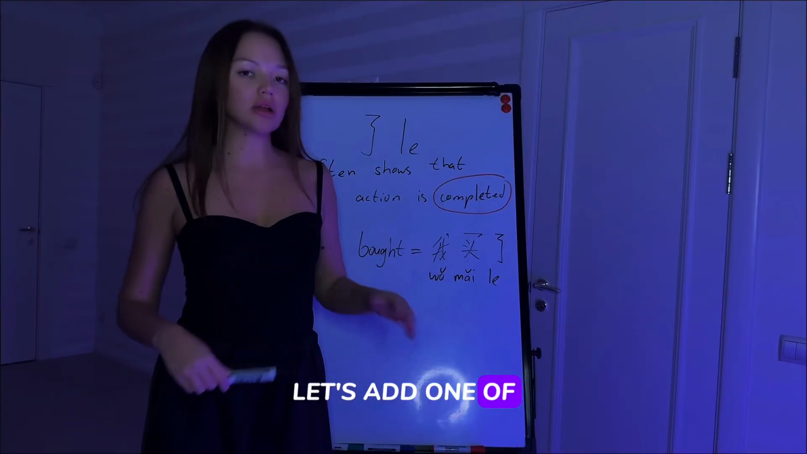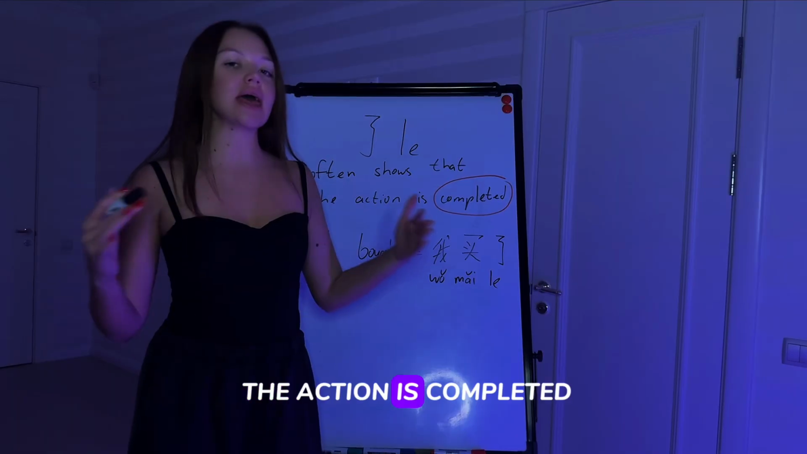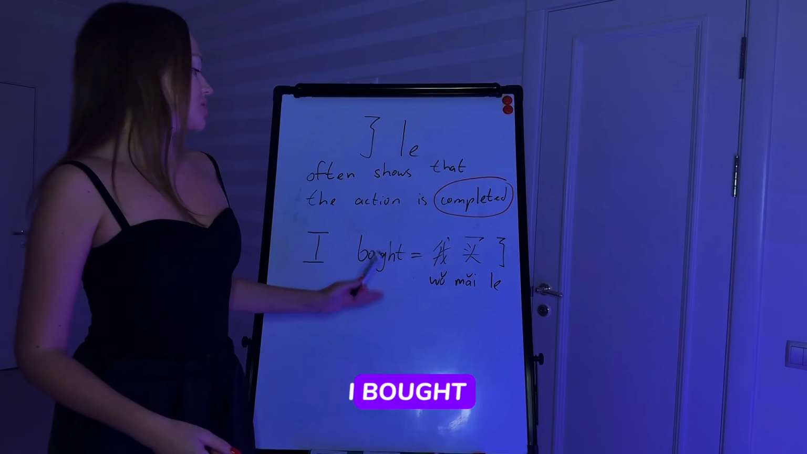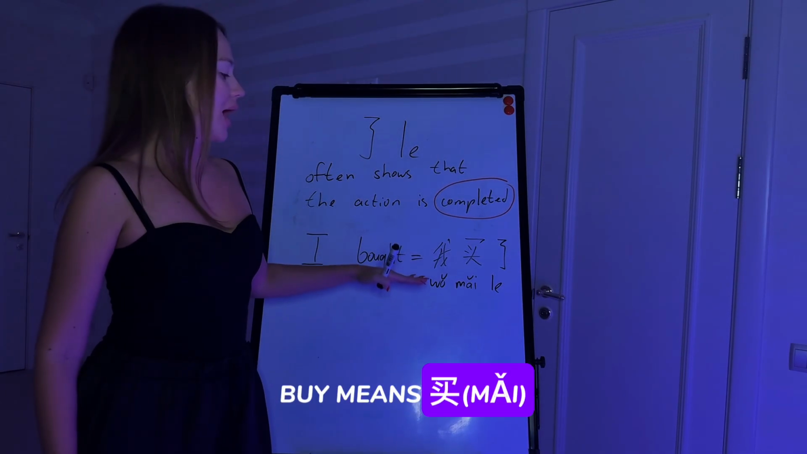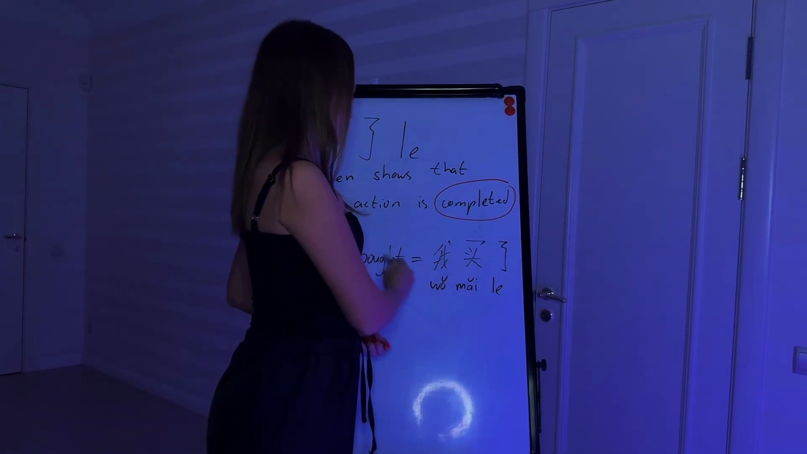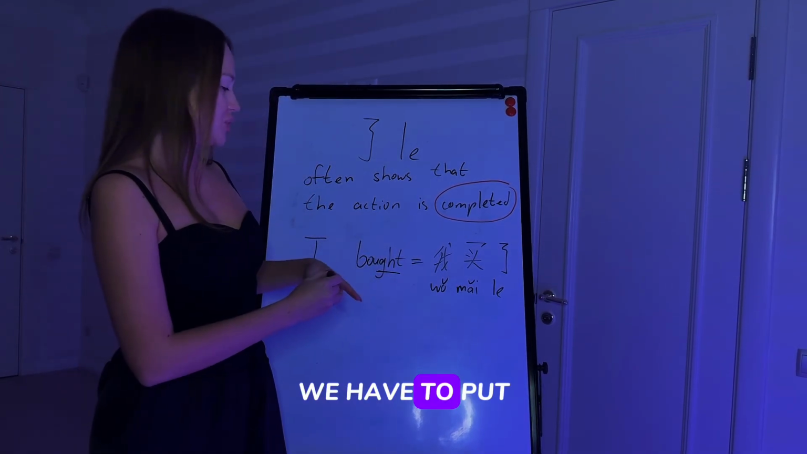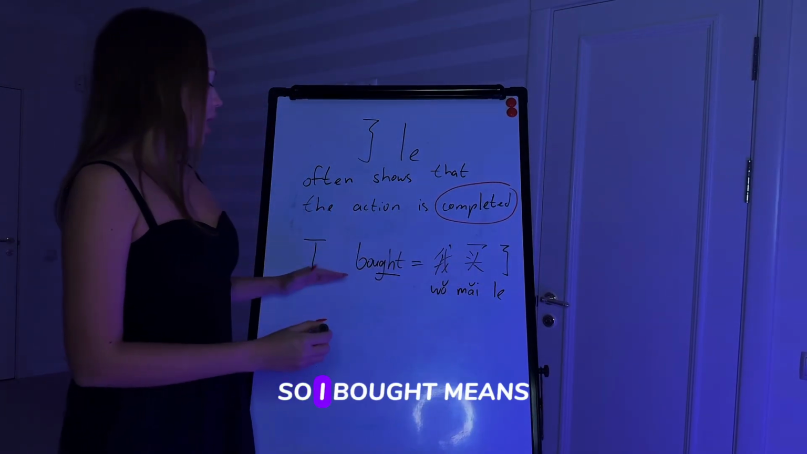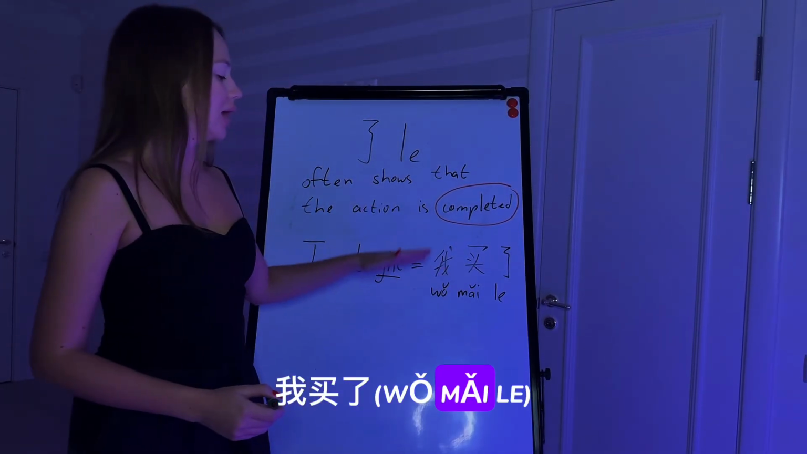And now let's add one of the most common particles in Chinese, 了. 了 often shows that the action is completed. So, have a look. I bought. We know that I means 我, buy means 买, but if we wanna show that the action is completed, we have to put the particle 了 right after a verb. So, I bought means 我买了.